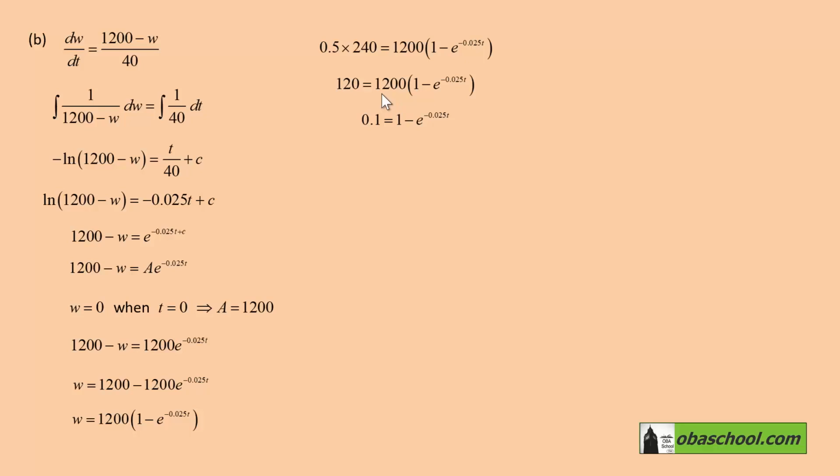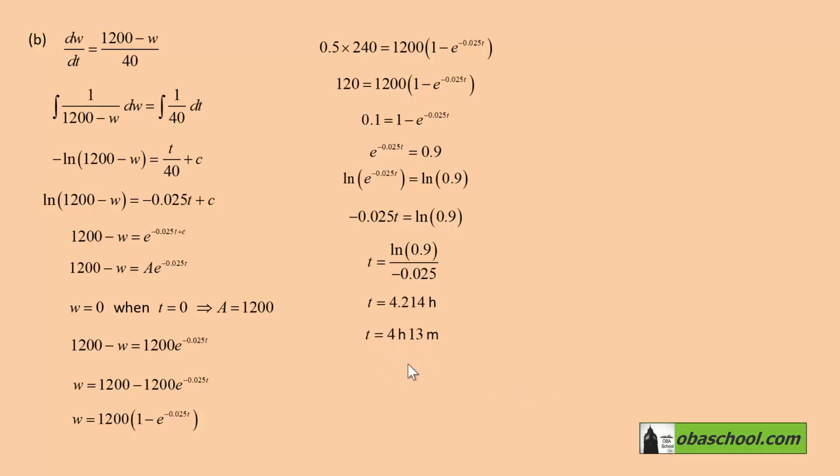And dividing both sides by 1,200 gives us this. And rearranging, that tells us that e to the negative 0.025t must be equal to 0.9. Take the natural log of both sides. Remember that the natural log and the exponential function are inverse functions. So the left-hand side just becomes negative 0.025t. And then t would be the log of 0.9 divided by negative 0.025. And that gives us 4.214 hours, or if you like, approximately 4 hours and 13 minutes.